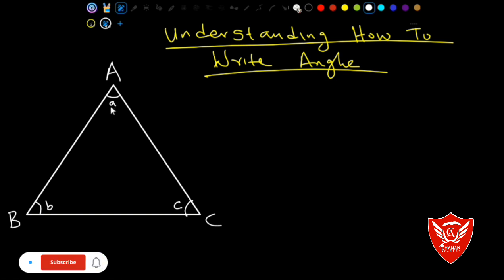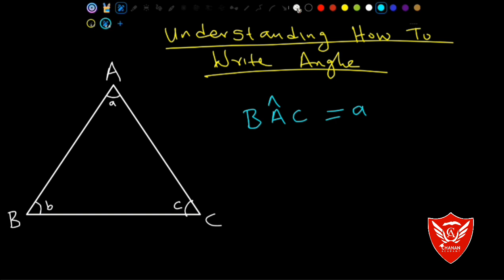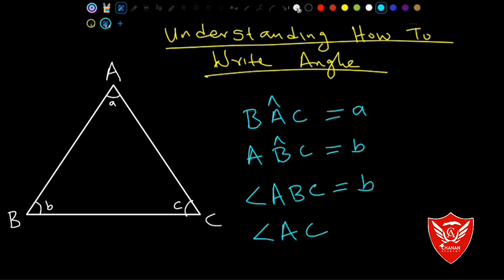Angle A can be written in three ways. First, it can be written as angle BAC. Now, this also means angle A. So if you're asked to find angle BAC, it means they are looking for angle A. In other words, if I want to write angle B, I can say ABC, put an inverted V on top. It also means angle B. Now, if you don't want to write it like that, it can also be written as angle ABC, which is the same thing as angle B. So you can do the same for angle ACB.